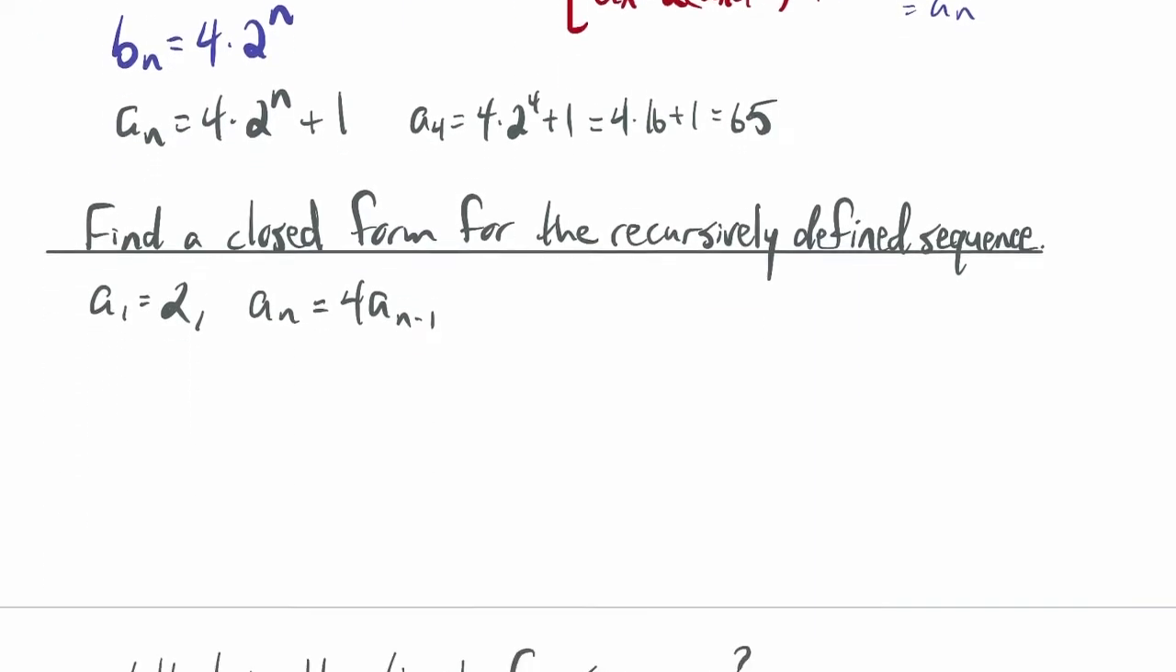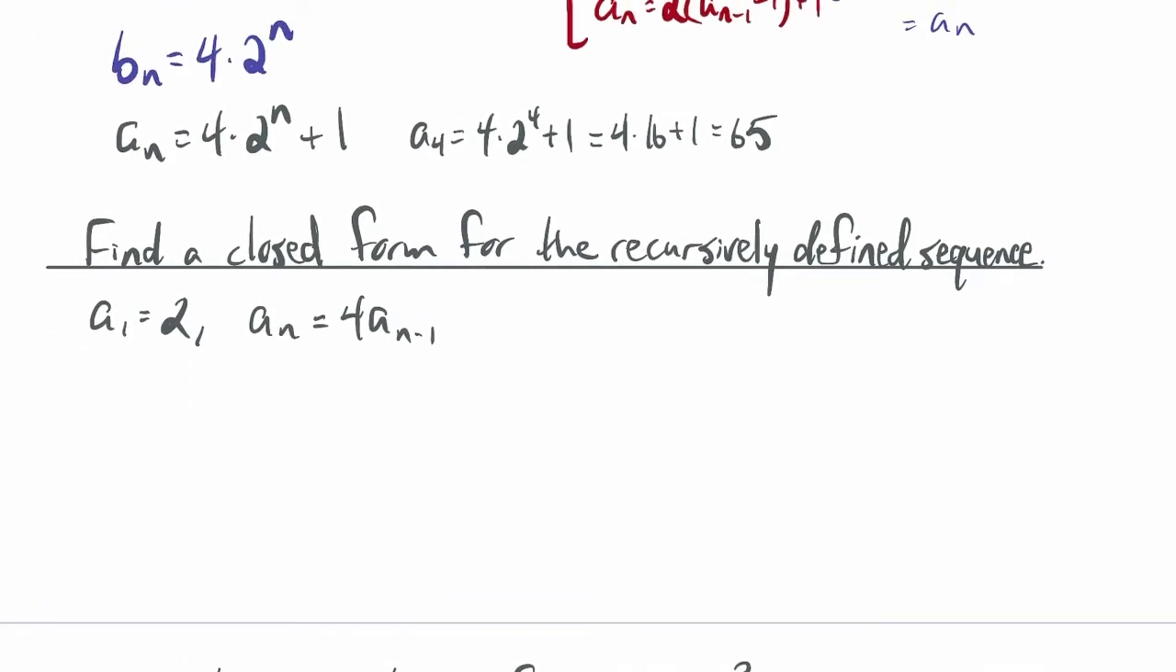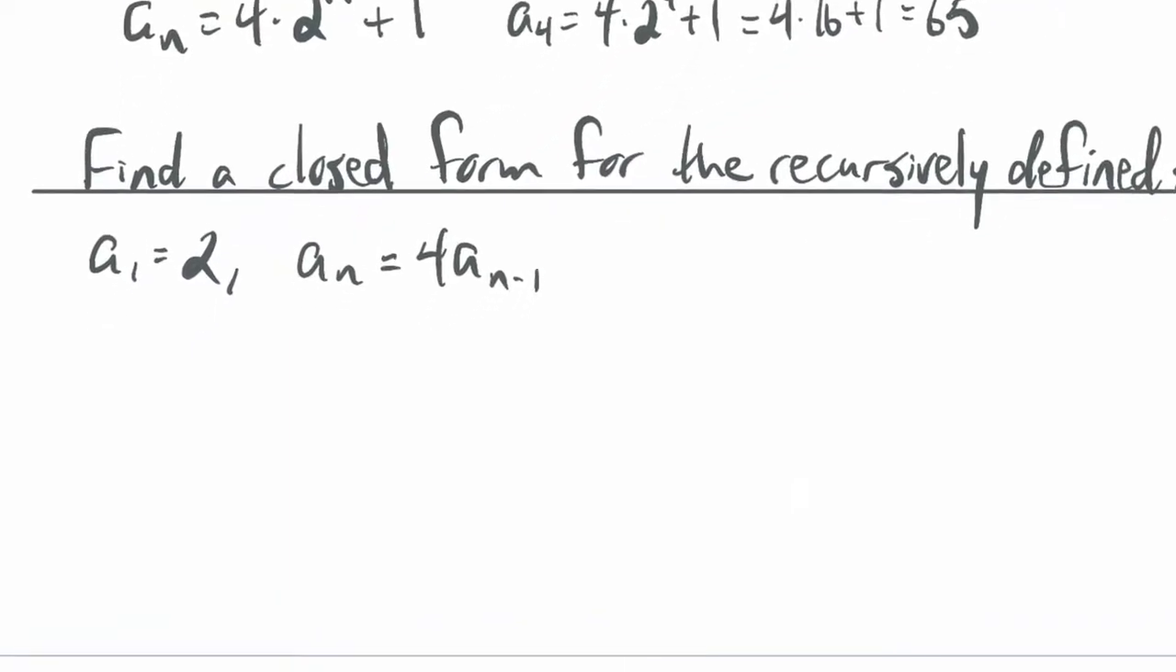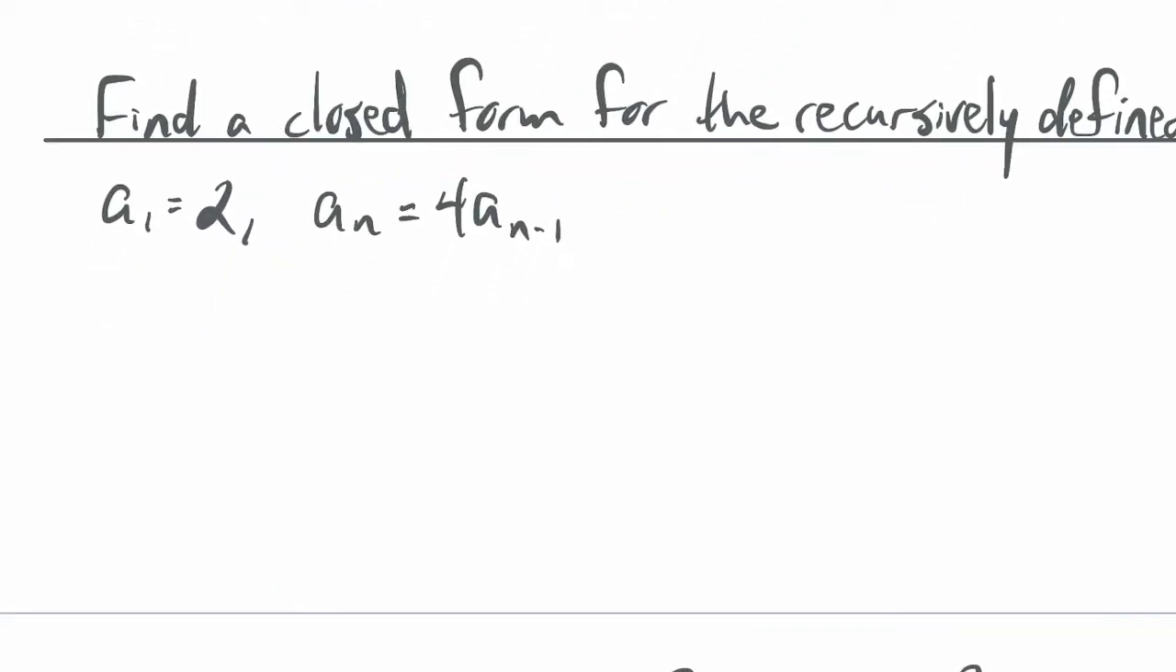Okay. This one says find a closed form for the recursively defined sequence. So we're given a sub 1 is 2, so we're starting at 1, not 0. That's fine. And a sub n equals 4 times a sub n minus 1. One thing to do would be to think about whether this is geometric or not, because I am multiplying term by term. Another would be to write out a bunch of terms and look at them and go from there. That's not always necessary, but I think with this one it's a good idea.